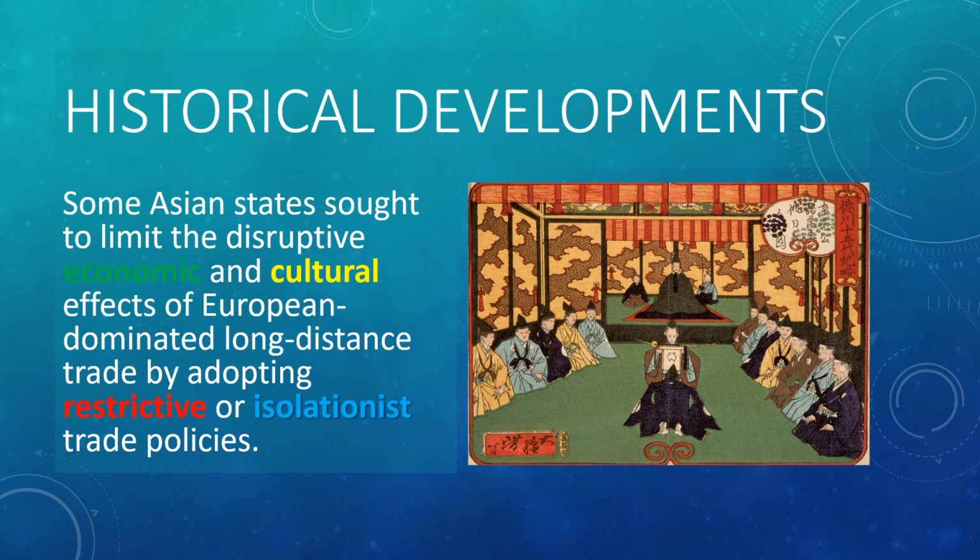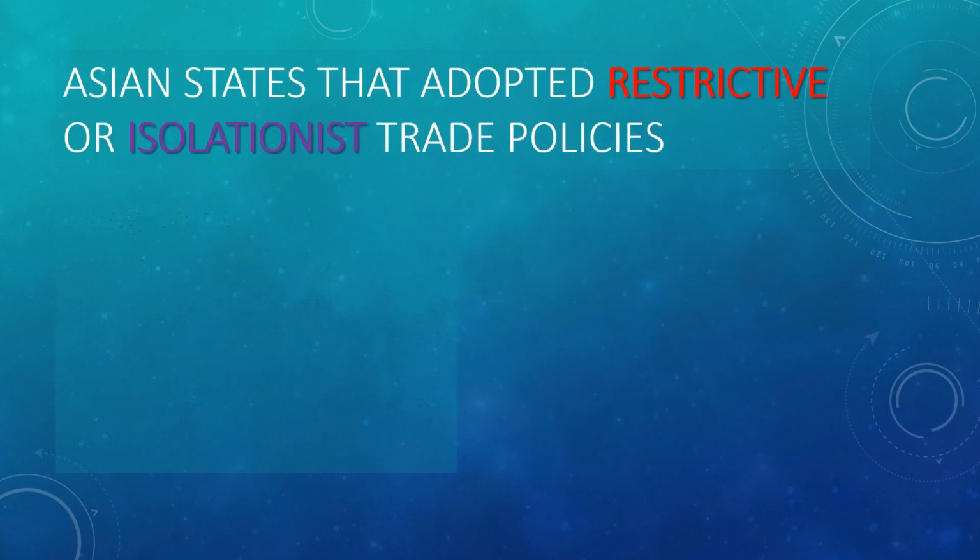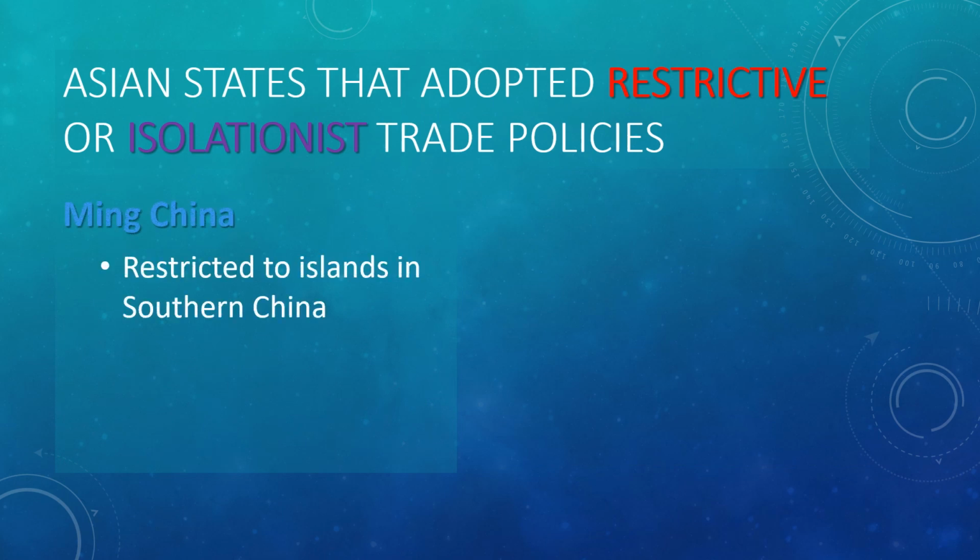The Ming Dynasty, and this will later continue under the Qing Dynasty, are going to restrict Christians and Europeans, which is kind of one and the same to them, to just certain areas in southern China. So let's learn about them more specifically. Asian states that adopted restrictive and isolationist trade policy. Here is Ming China. They restricted Europeans to islands in southern China.